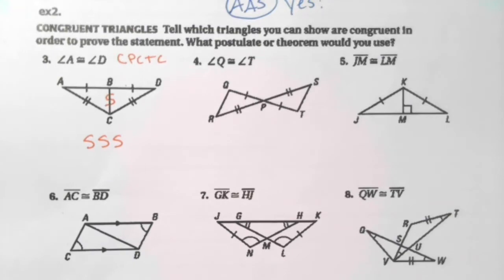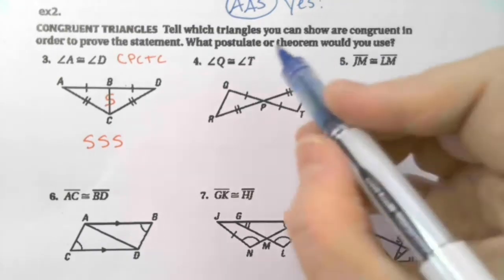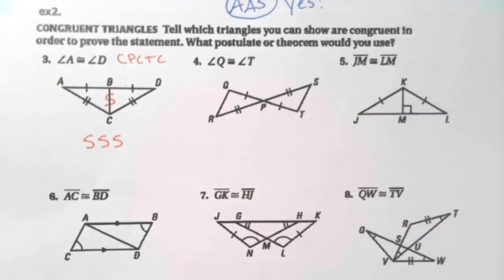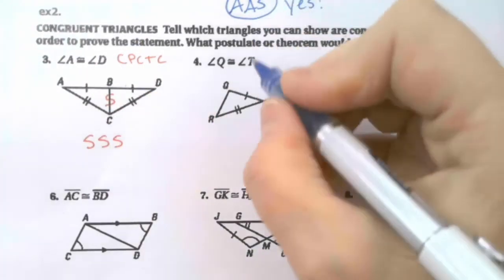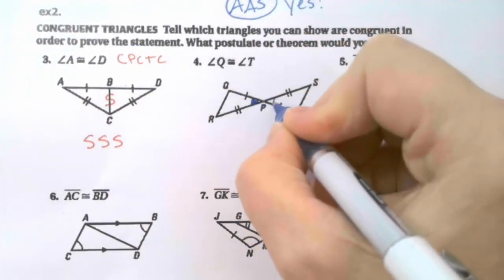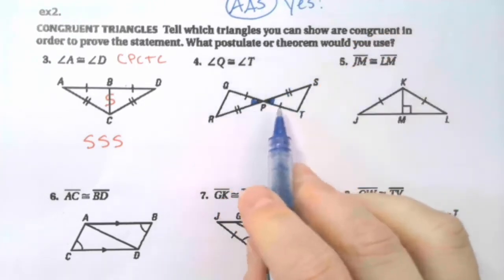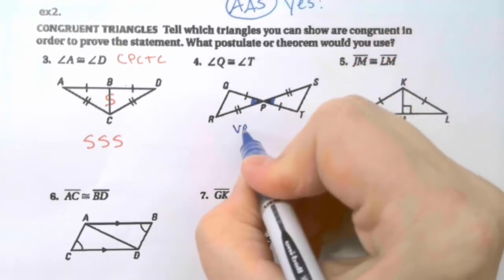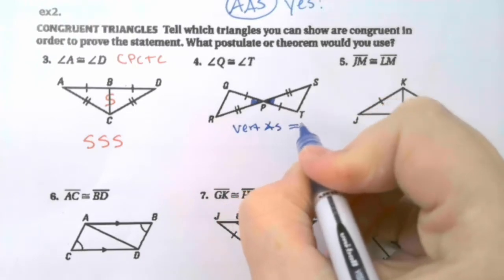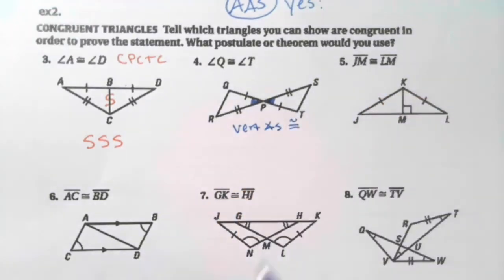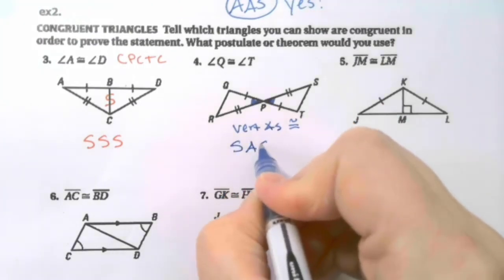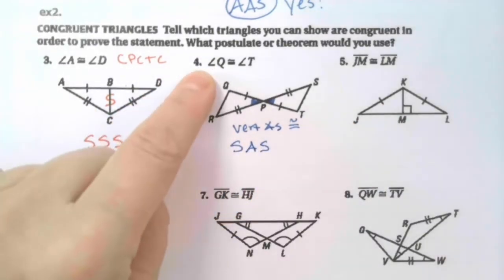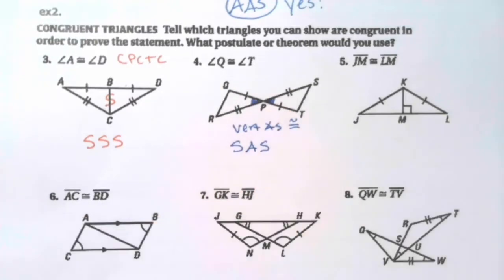Let's look at number 4. You have a couple sides that are congruent. We can't do side, side, side because we don't know the third sides, but we do know that vertical angles are congruent, so those two angles are congruent with each other. Vertical angles are congruent, and then that gives us side, angle, side, which will prove congruence and give us what they want, which is angle Q and angle T.